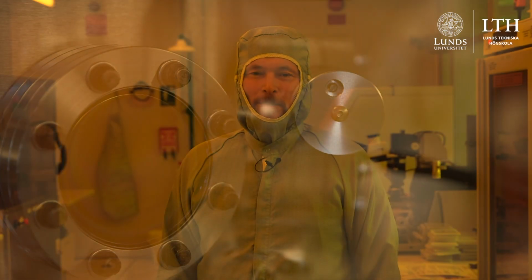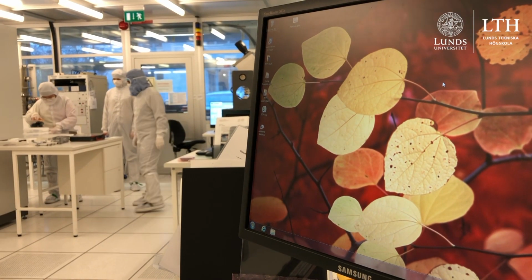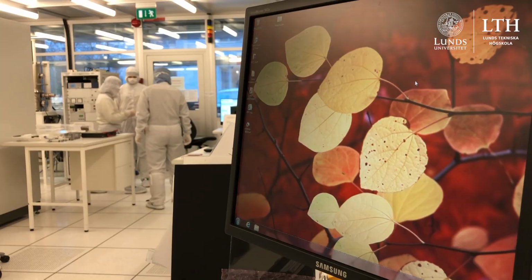Welcome to Lund Nanolab. This is a key resource for nanoscience at LTH, NanoLund and Lund University. Lund Nanolab is part of the Swedish national infrastructure MyFab, and it's an open research infrastructure that's used by over 140 users at the moment from 3 different faculties, including LTH and a number of external companies.